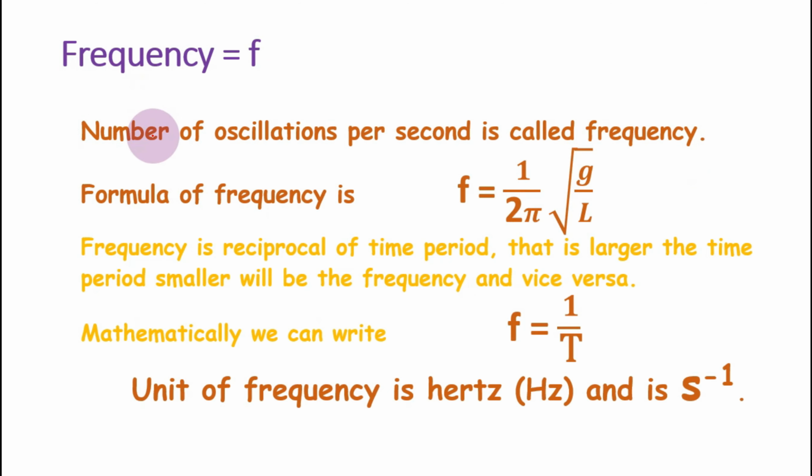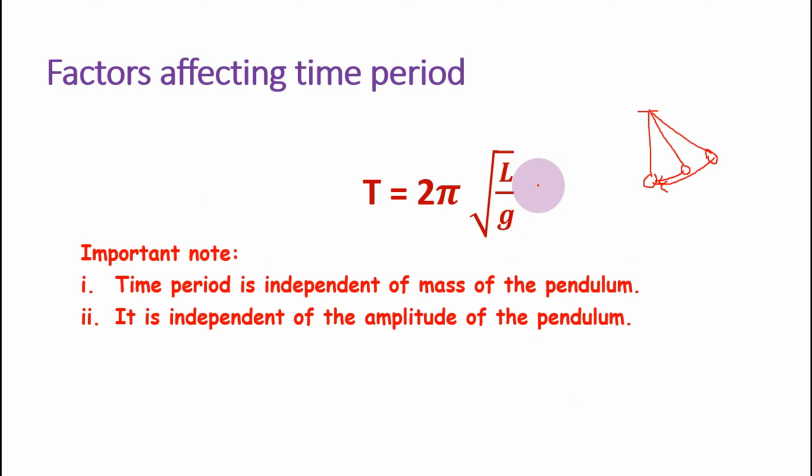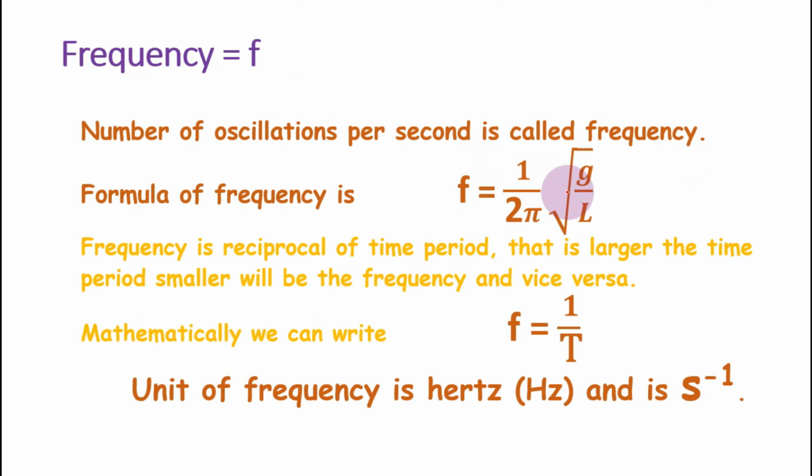Now what is frequency? Frequency is the number of oscillations per second, and the formula is f equals 1 over 2 pi square root of g over L. If you compare this formula with the time period, both are reciprocals of each other. Over here, length is up in the numerator while g is down in the denominator. Over here we have 1 and 2 pi is up, but here 1 over 2 pi and g over L, totally opposite. So we said that the frequency and time period are the reciprocal of each other.